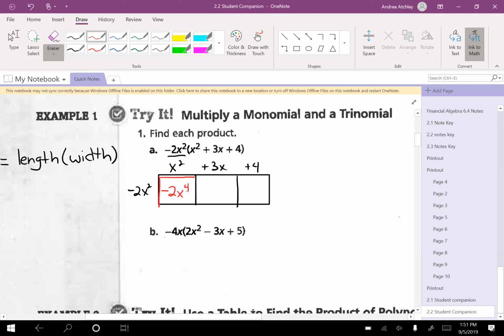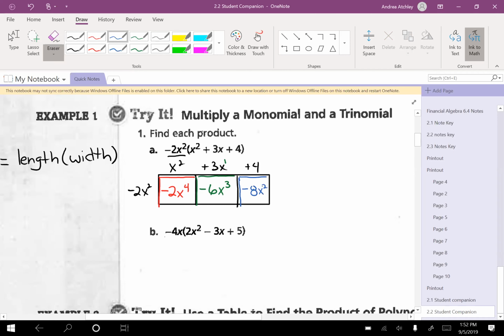Remember, when you're multiplying things with exponents, you add the exponents. The next one, the length now here is 3x. The width still is negative 2x squared. So 3 times negative 2 is negative 6, and this is to the first power, so x to the third. The next one is the length of 4 times negative 2x squared, which gives me negative 8x squared.